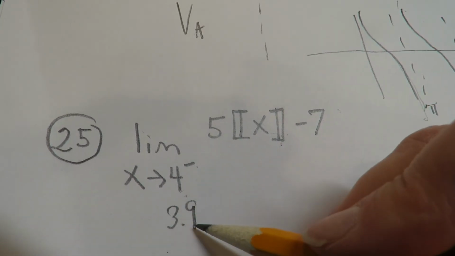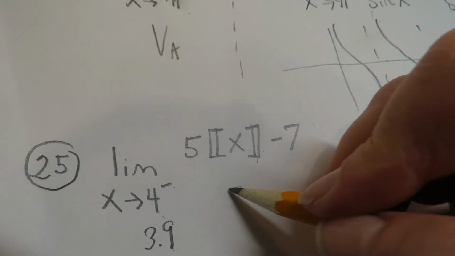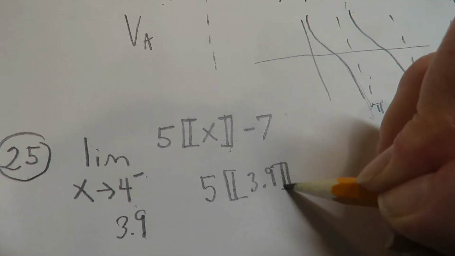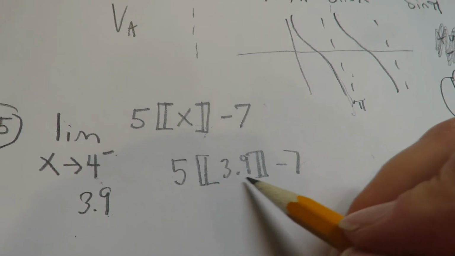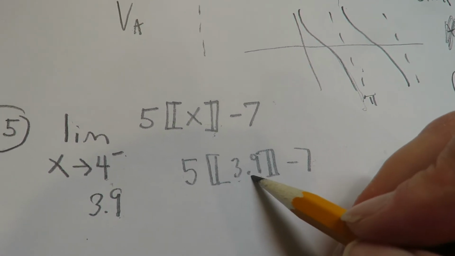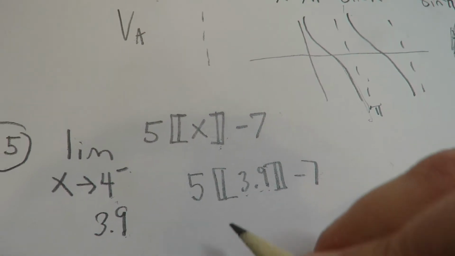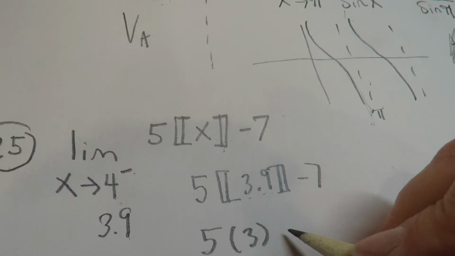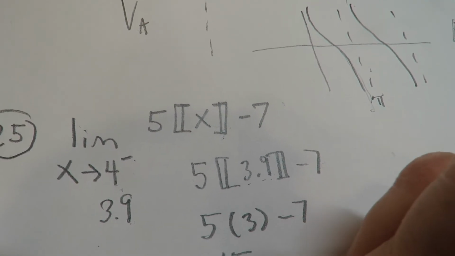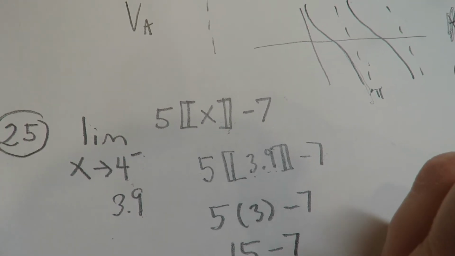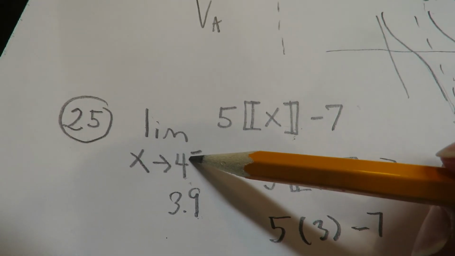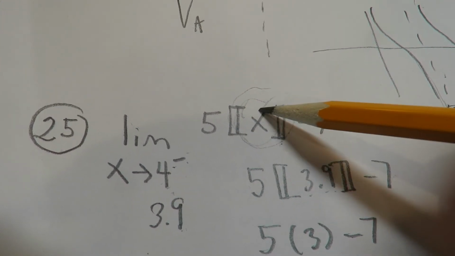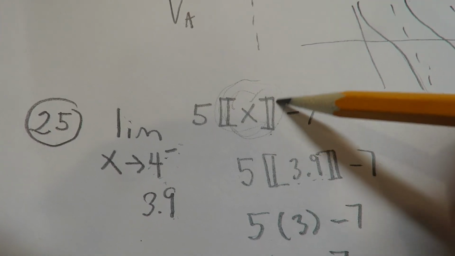So this is to the left of 4, so something like 3.9. I'm going to plug in. So again, this is a rounding down function. So if I put in 3.9, it's going to round it down to 3, because that's what it does. It always rounds down. So now I have 15 minus 7 or 8. So you got to be really careful because coming in from the left, this is a 3. Coming in from the left of 4, this is a 3. Coming in from the right of 4, this is a 4.